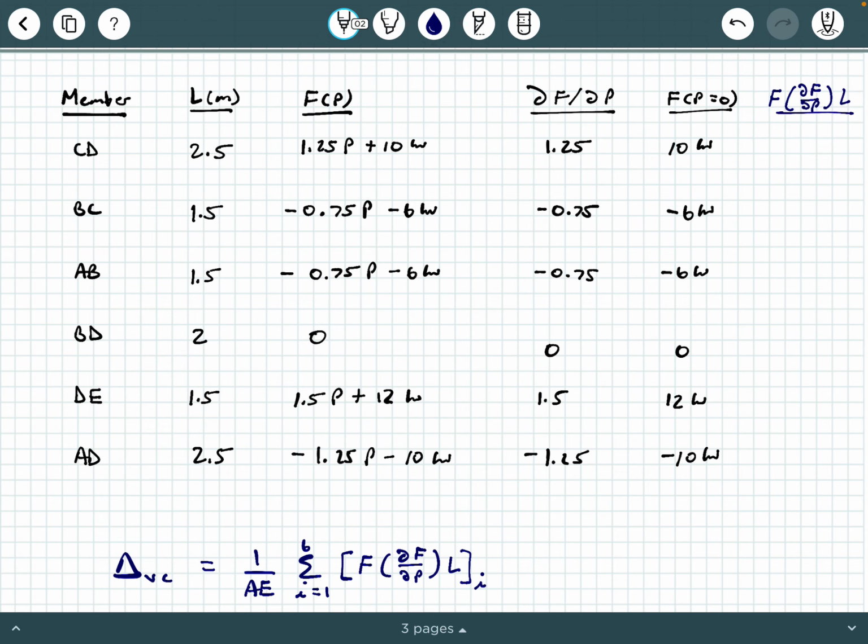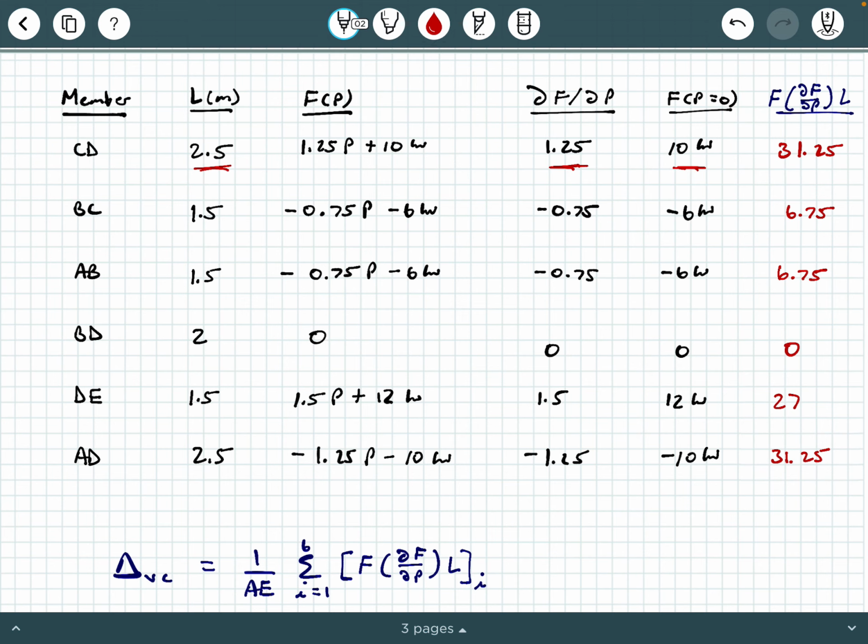And what I can do now is multiply these things together. So I can say F times dF/dP times L, and I can compute that product and make my last column. When I do that for each one of these, for the first one I get 31.25. I get 6.75. I get another 6.75. I get 0. I get 27. And I get 31.25 again.